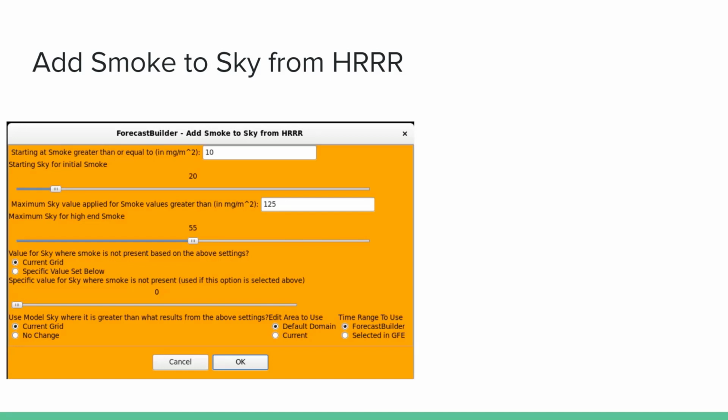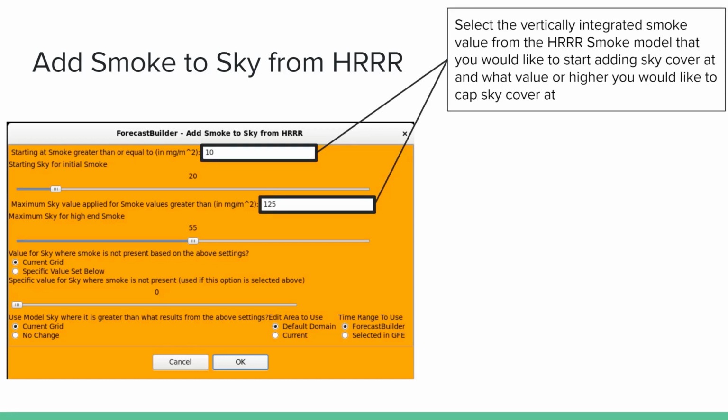Next, we'll discuss the Add Smoke to Sky from HRRR button. After selecting this button, the following GUI will pop up. Now, before making any changes, you should have looked at the HRRR smoke model already and gotten an idea of what the vertically integrated smoke concentrations are across your area to get an idea of what values you'll need for this step. You can leave the defaults as is, but after observing smoke on numerous occasions in your CWA, you'll get a better idea of what HRRR smoke values correlate with sky obscurations in your area, and you can adjust the values as necessary within the highlighted boxes.